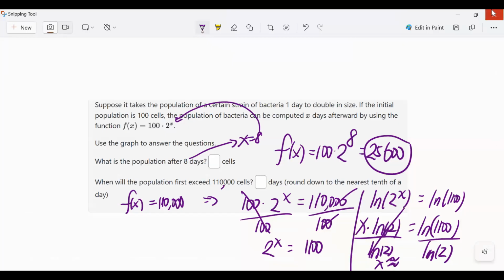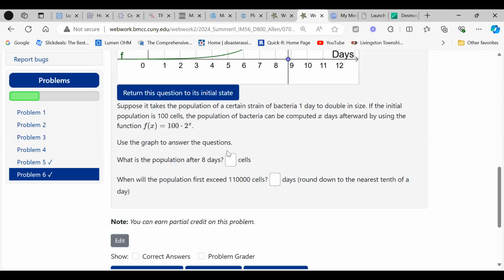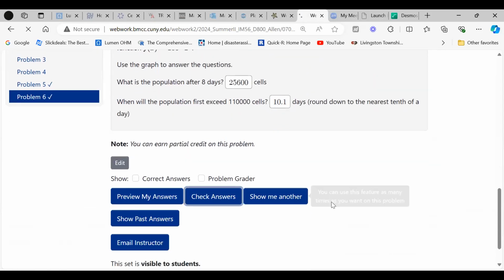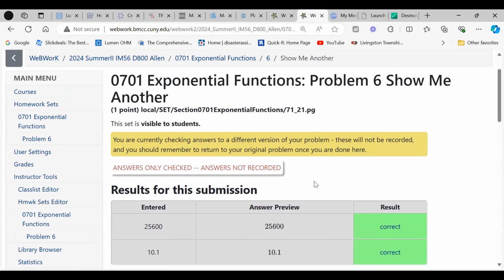Answer is 10.1. So 25 that and then 10.8. 25,600 for the first part. And this one is 10. Did it go? Check it. Yeah, they go good. All right.